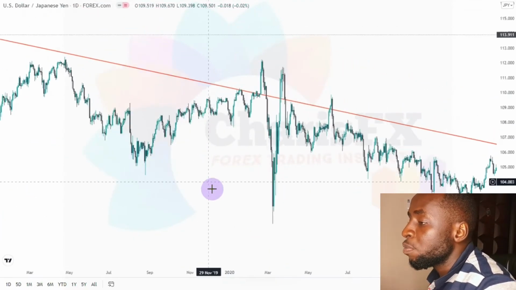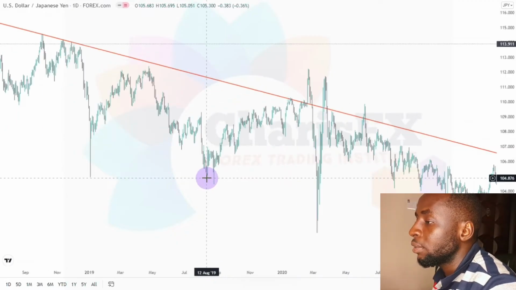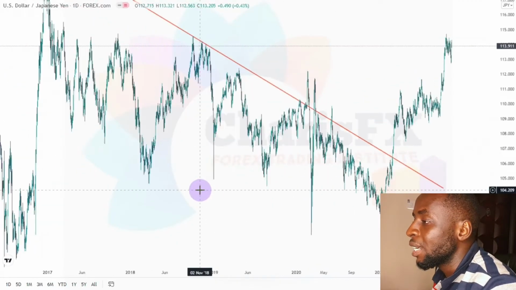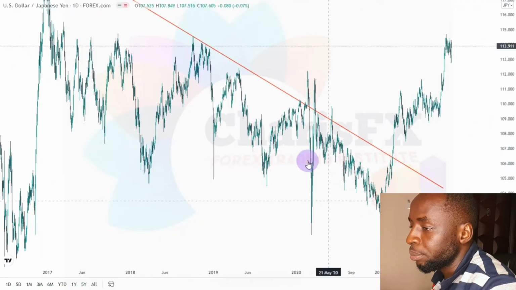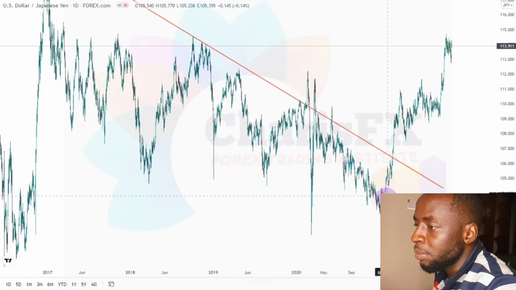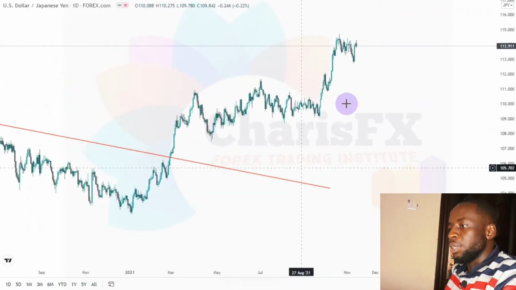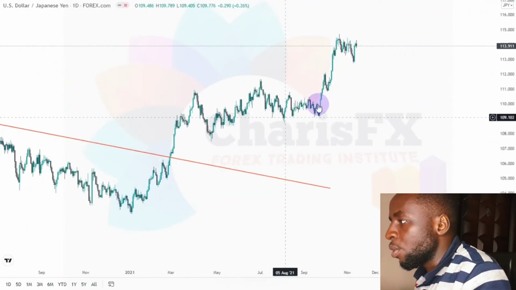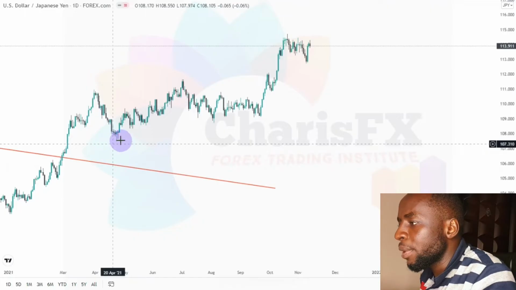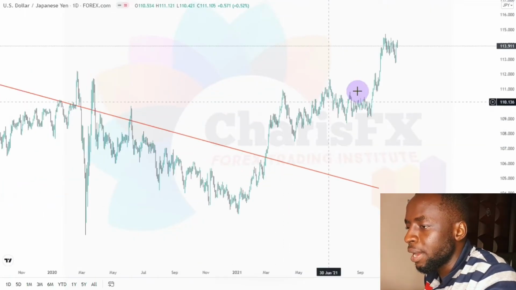Okay, so price broke that trend line, went into that trend and retested, and price has been bullish, guys. So when we go back and check again, let's see how we can identify a valid bear trend here.